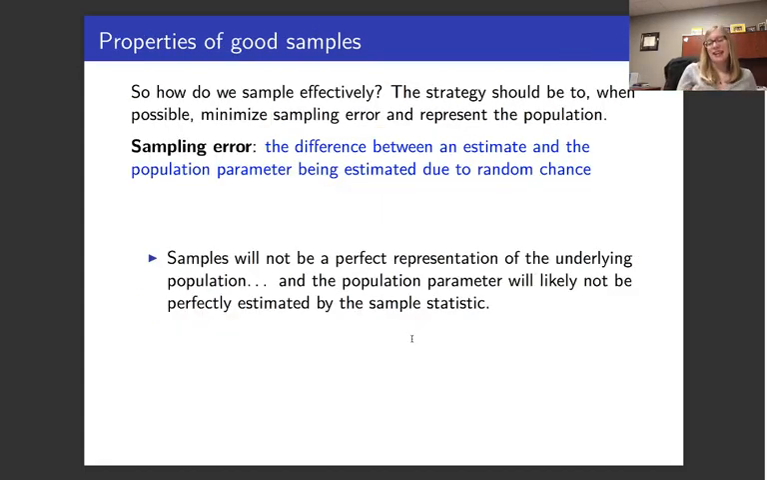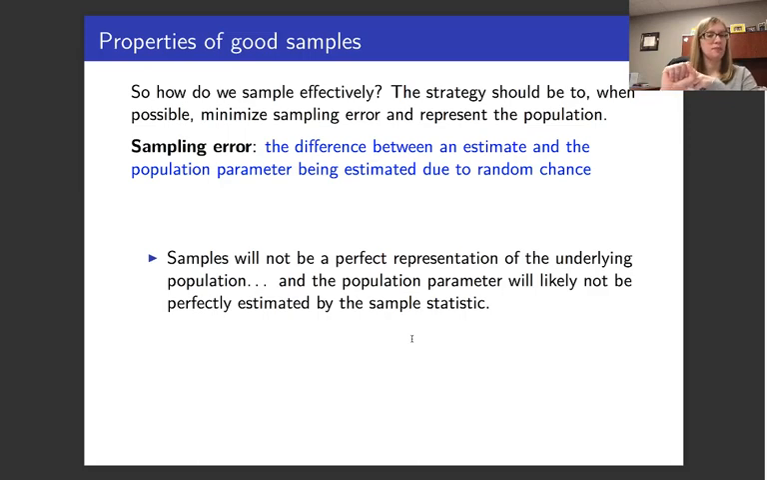So collecting data, if we're going to take a sample from a population, we want to take that sample from the population in a way that is effective, in a way that gives us the best possible information. So we've got some strategies here. Ideally, we want to minimize sampling error and have a sample that represents our population.